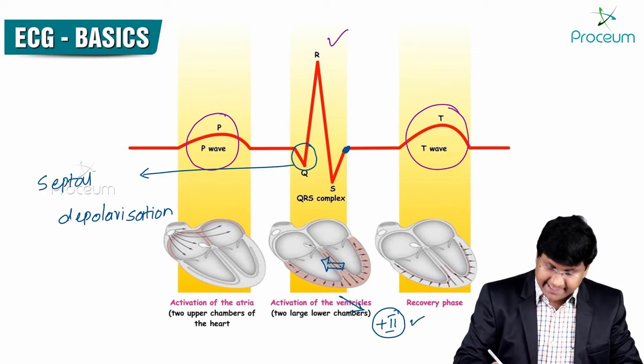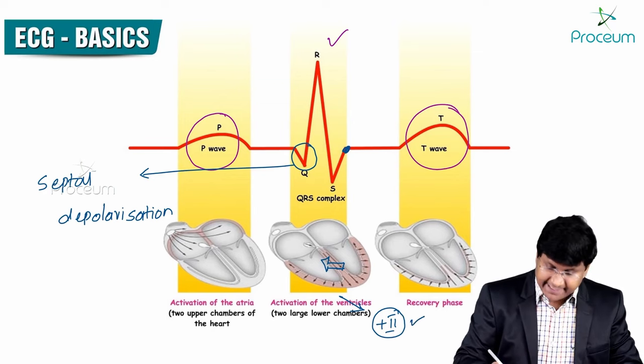Right? So, after having discussed the leads and their corresponding surfaces, now let me show you some ECGs with artifacts, okay? Now, you see this ECG. In this ECG, you can make out that there are some abnormalities. This is an abnormality. This is also an abnormal complex. This is also an abnormal complex. But in between, you are having normal complexes.